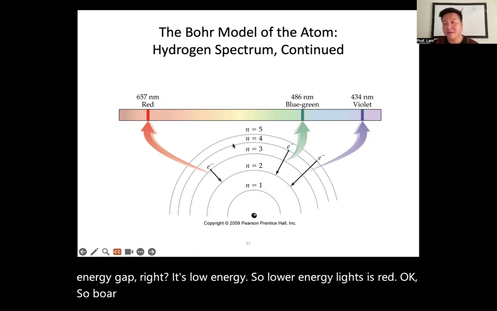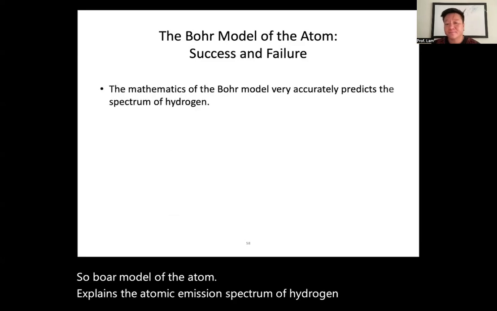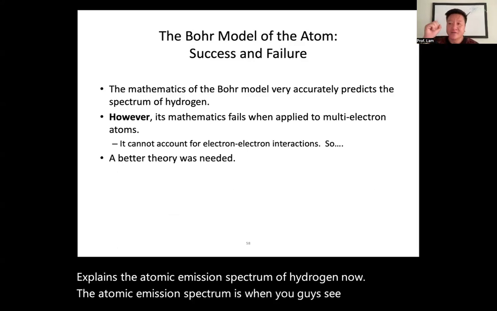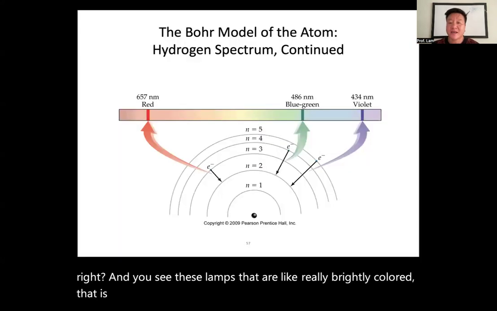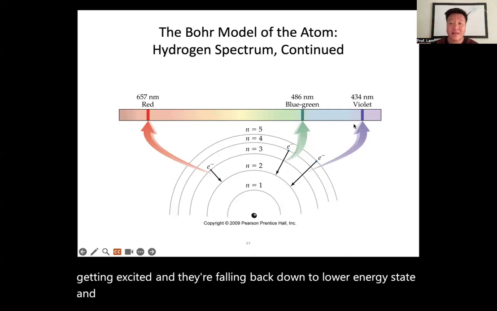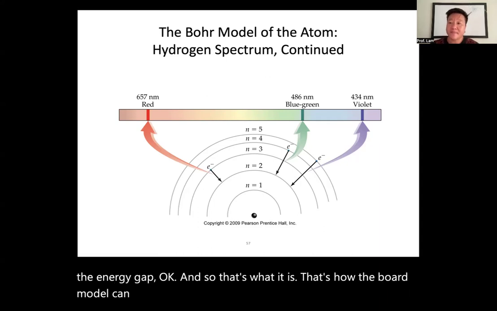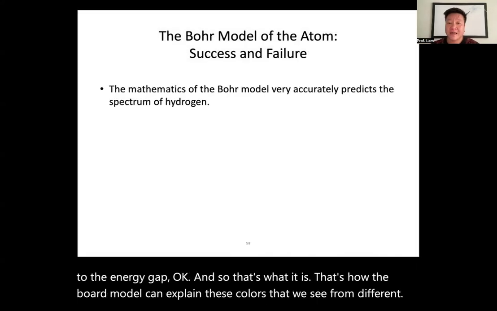So the Bohr model of the atom explains the atomic emission spectrum of hydrogen. Now, the atomic emission spectrum is what you see in neon lights, these lamps that are really brightly colored. That is basically what's happening here. The electrons are getting excited and falling back down to a lower energy state, and they're giving off whatever color light corresponds to the energy gap. That's how the Bohr model can explain the colors that we see from the lamps of different elements.